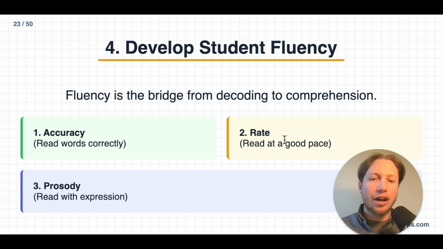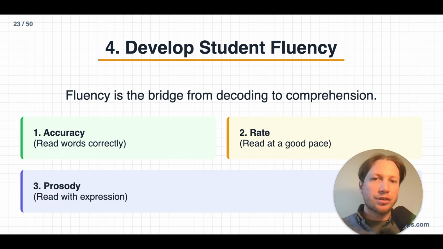Of course, these colors are just ones that I chose to make this slide deck, this presentation, but the important part is that fluency is made up of accuracy, rate, and prosody. Accuracy is reading the actual words correctly. Rate is the pace or speed. Remember, it's not about reading fast, it's about reading at the correct pace.